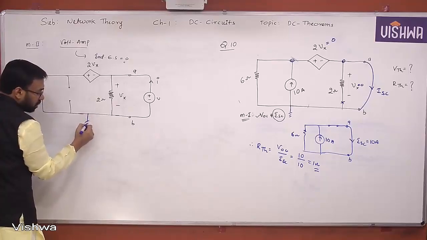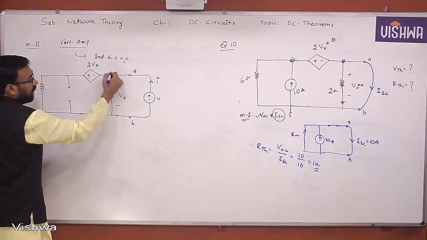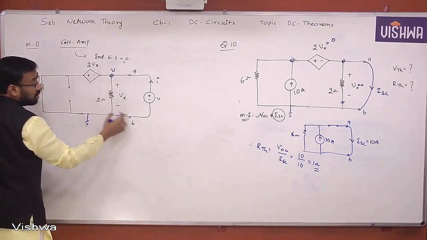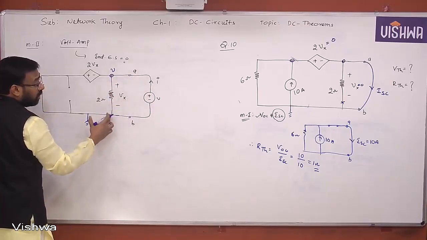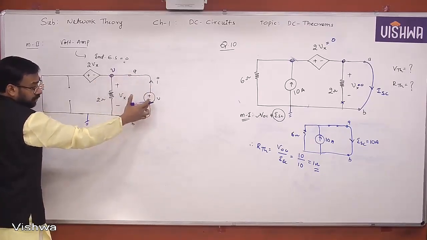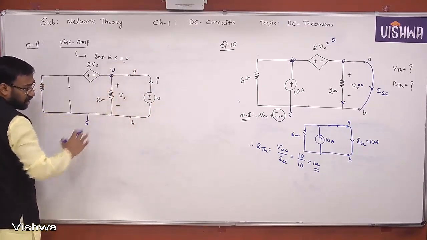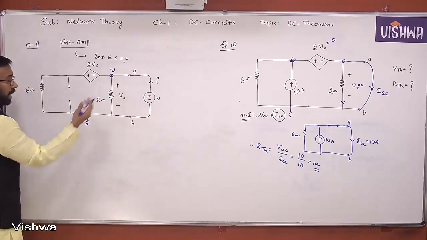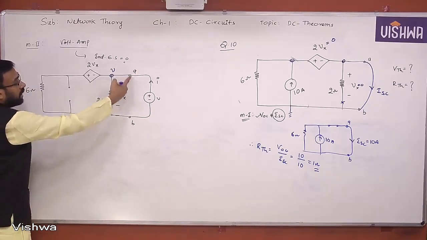If you take this node as 0, can I assume this is V? Definitely, not assume, but it will become V because there is a voltage source already connected. What is the voltage here? Definitely V. Now let us get the V and I relationship here. Again, node analysis is the best method. What is the current here? I minus I.